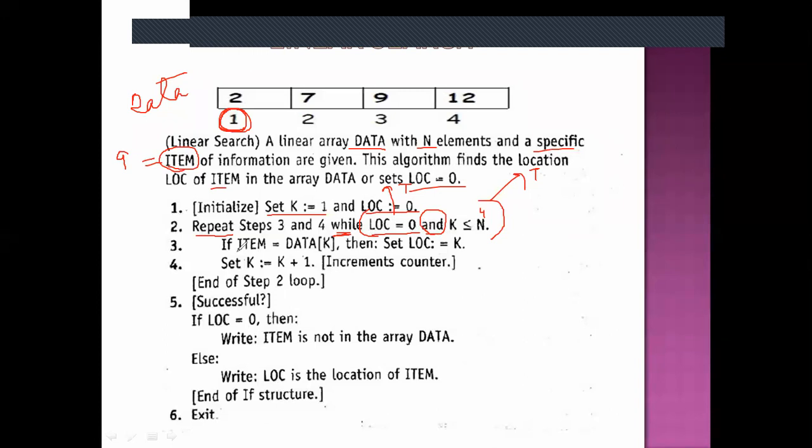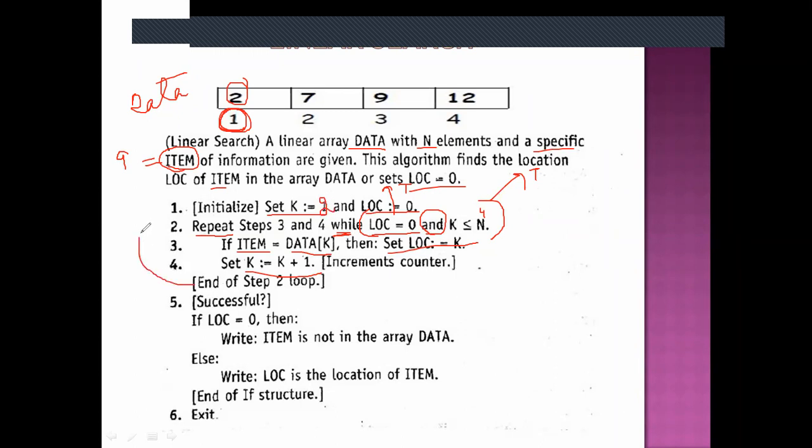Now here I'm checking: if item is equal to data of k. What was k? K is 1. What is data of 1? It is 2. And what is item? Item is 9. Is 9 equal to 2? No. If it is no, then what will the value of k become? K plus 1. If item is equal to data of k, I set location equal to k, but my item is not equal to data of k. That means k would be incremented by 1.